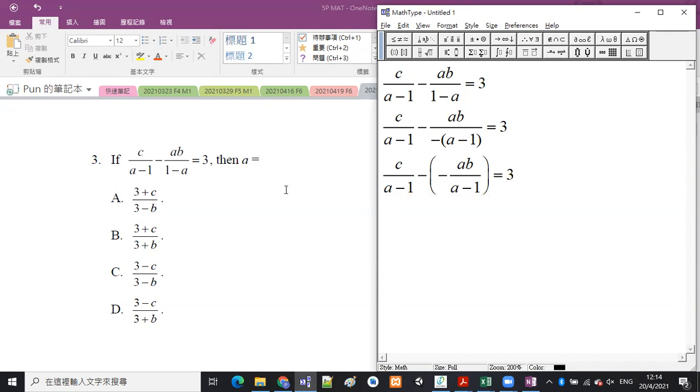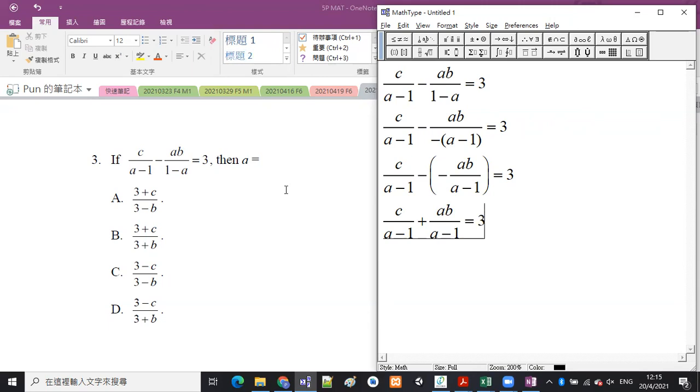Because I have a minus. If I have minus negative, that's double negative. I can change it back to a plus. Okay? So the next step will be C over A minus 1, and then double negative becomes plus AB over A minus 1. And right hand side is still equal to 3. Get this?